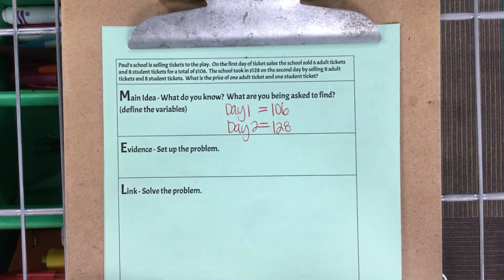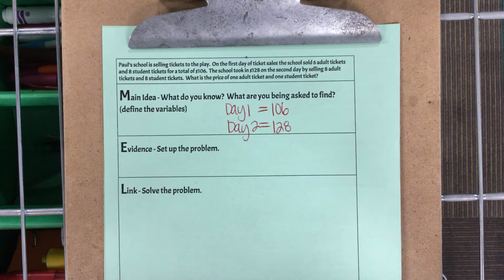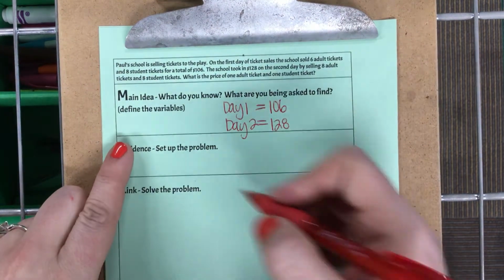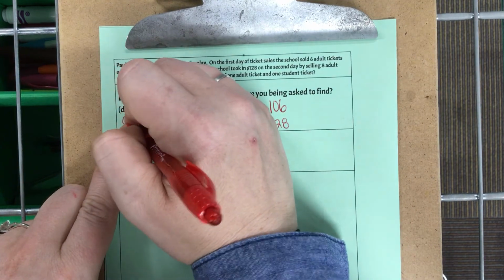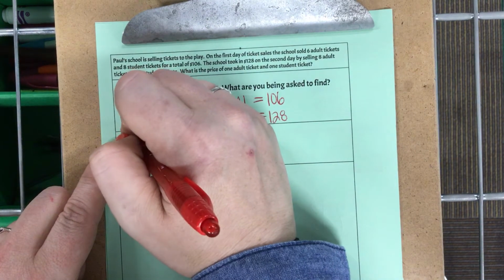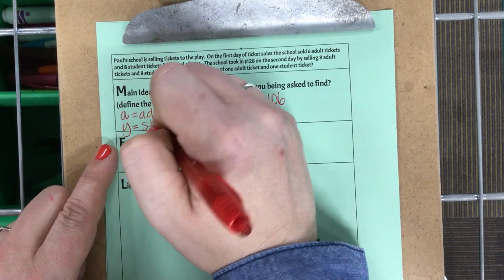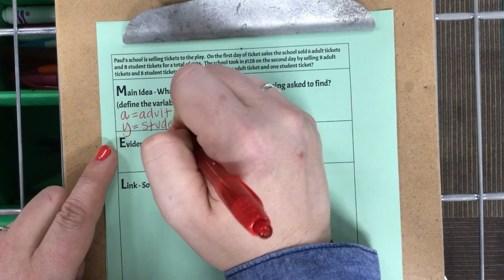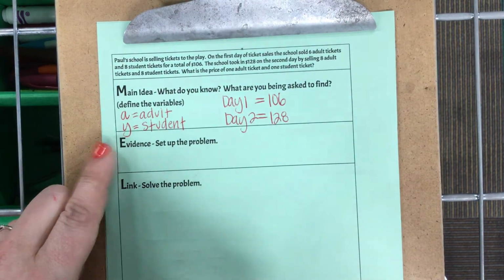That's not what we're trying to figure out. What are we trying to figure out, Ian? The prices of the adult and student tickets. So you could do A for adult and Y for student. I'm not going to put S for student because my S's look like 5s.